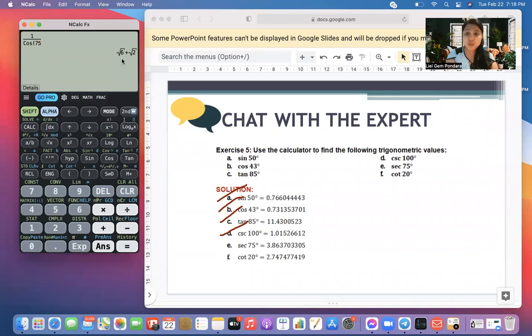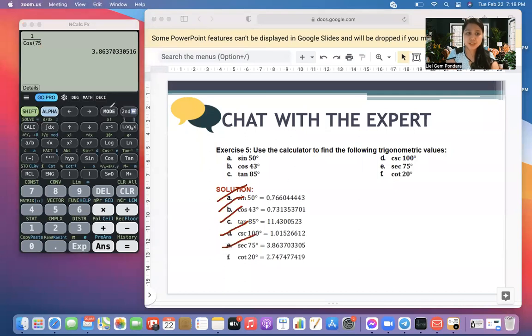But if you want to write it in the decimal, you see here the function, that's S to D. It means from the standard form to the decimal. So we have 3.86370330516. Let's mark it with a correct.